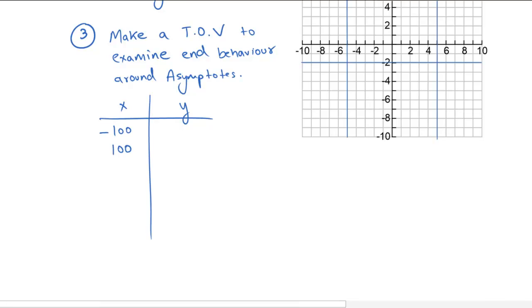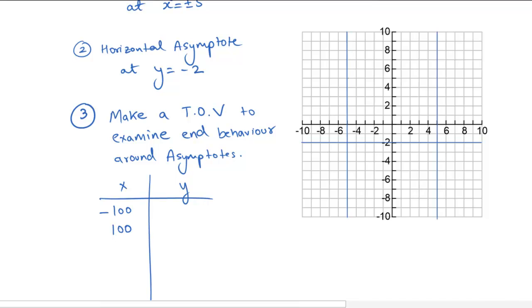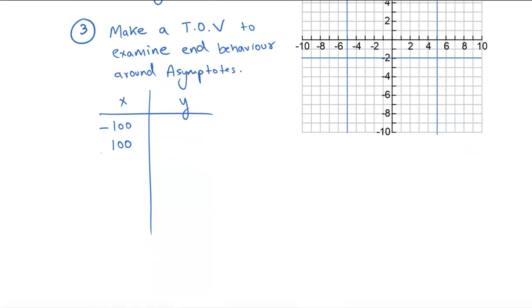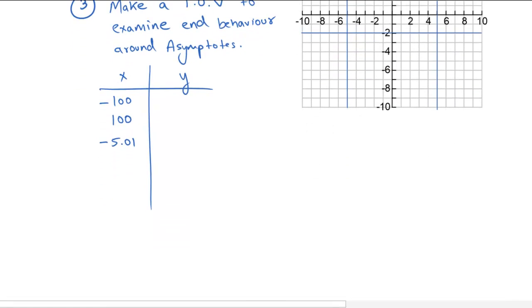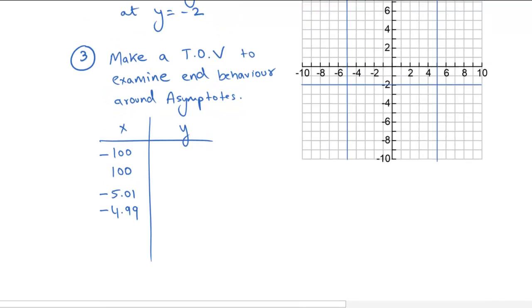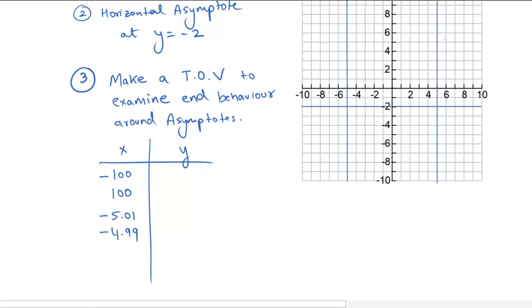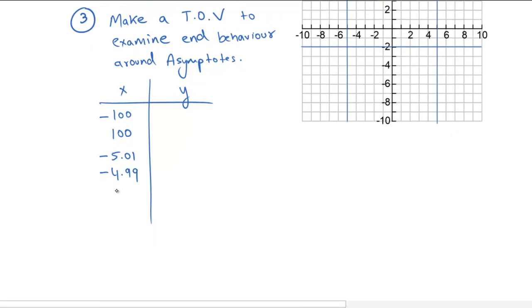Now I want to test the values around the asymptote. My asymptote is at negative 5. I want to see what's happening with the graph directly to the left of negative 5, so I'll pick negative 5.01. And I also want to see what's happening directly to the right of that asymptote, so I'll pick negative 4.99. Similarly, I'll pick around the other asymptote. The point right before that asymptote of positive 5 is 4.99, so I'll pick that. And positive 5.01, I'll pick that. I'm going to calculate the y values for those points. You can take a moment to do that.